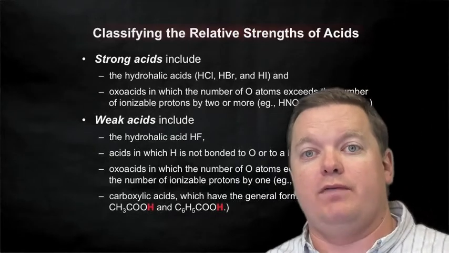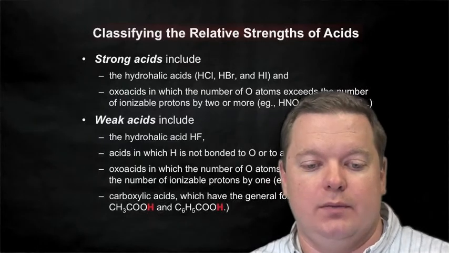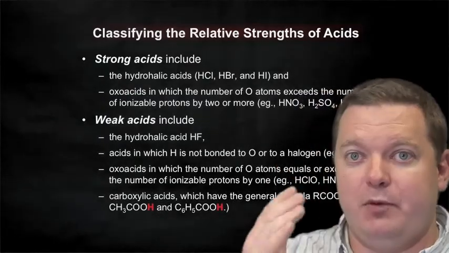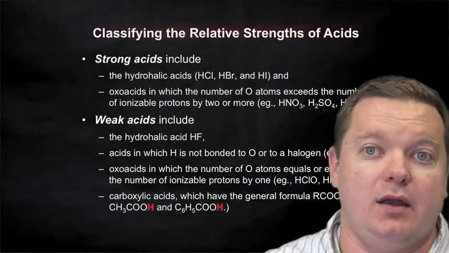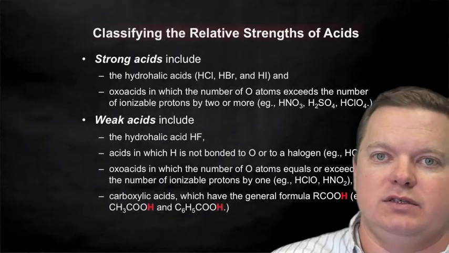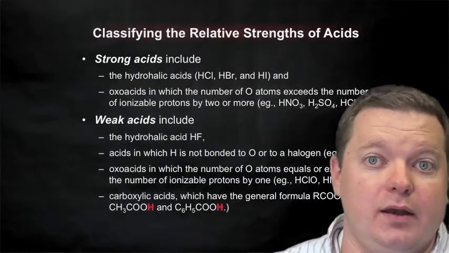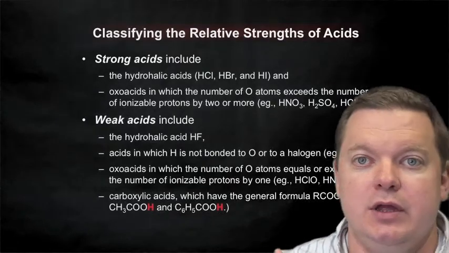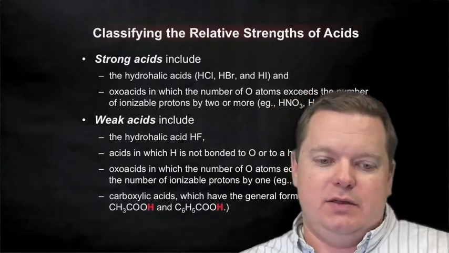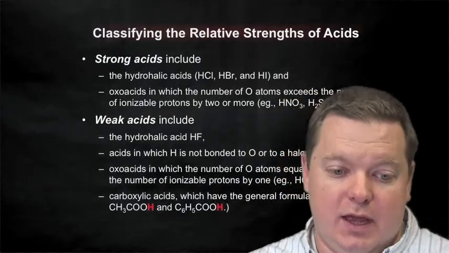Weak acids are going to include things like HF. HF is the only one of those halogen acids that is weak. Or things that have the hydrogen bound to something that's not a halogen. So for example, HCN, hydrocyanic acid. The hydrogen is bound to the carbon, not a halogen, not an oxygen, so it has to be a weak acid. Or those oxoacids that contain a number of oxygens less than the rule above.